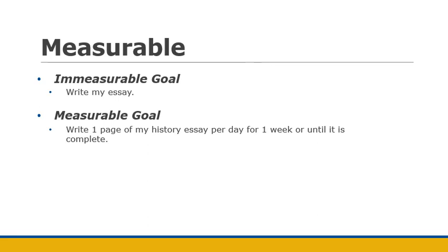Here's a more measurable goal. I will write 1 page of my history essay per day for 1 week or until it is complete. Once again, I am given a clear path forward. If at the end of the day I have written 1 page of my essay, then I know that I am meeting my goals and making progress. And setting and meeting milestones is a great motivator too.